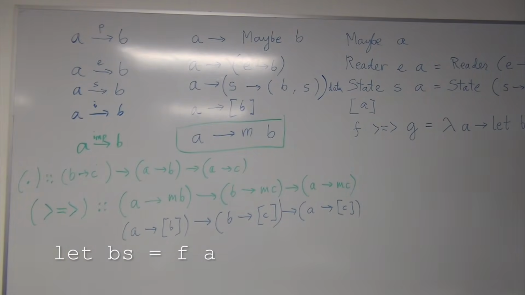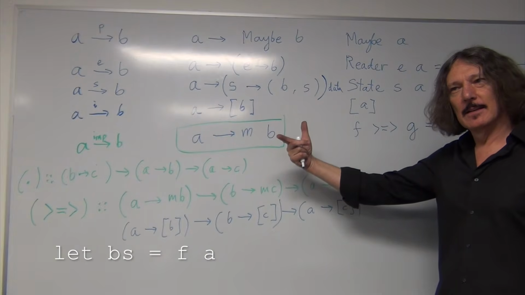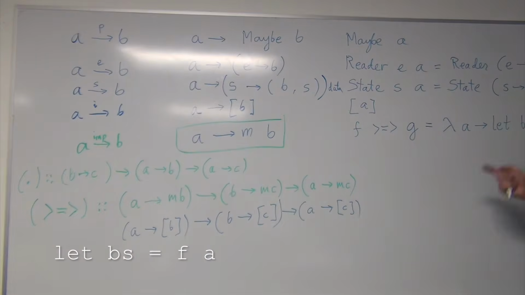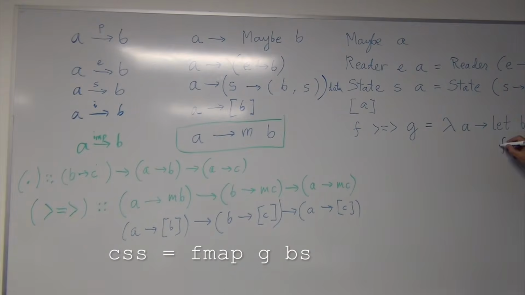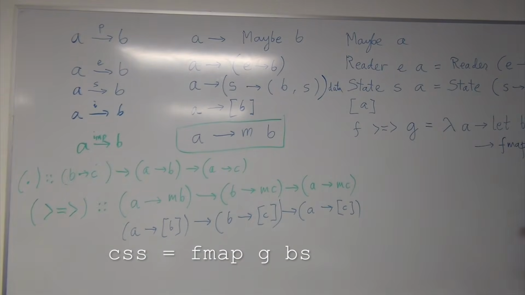So how do we go from a list of B's and apply a function that takes a B to a list of C's? Fmap, right? Or map. In particular for lists, fmap is called map. But let's be general and say we're applying fmap, and we are fmapping this G over B's. And what we get is a list of C's, right?